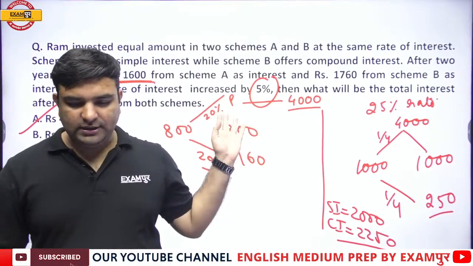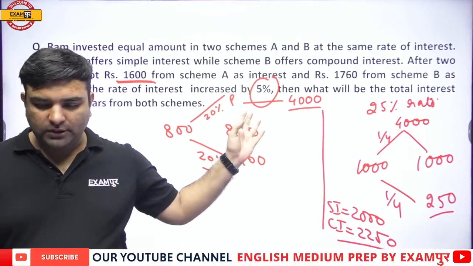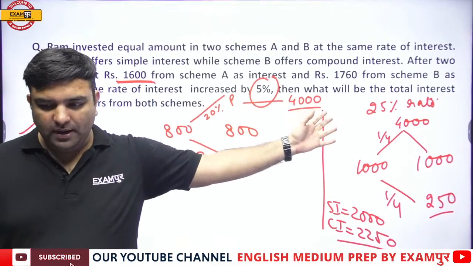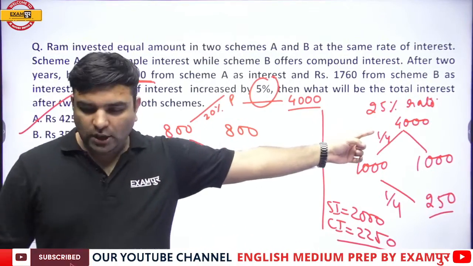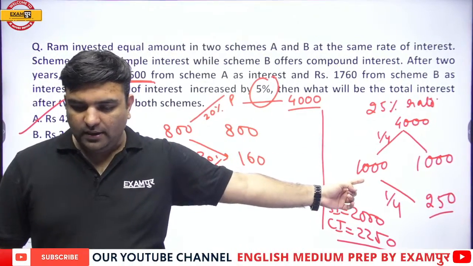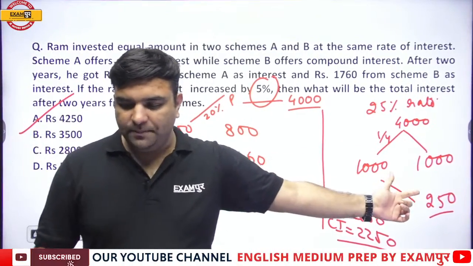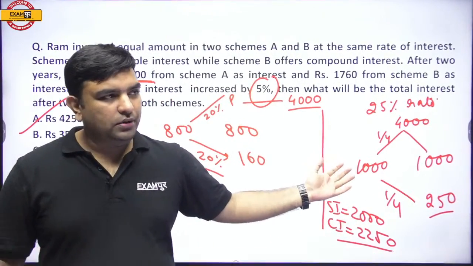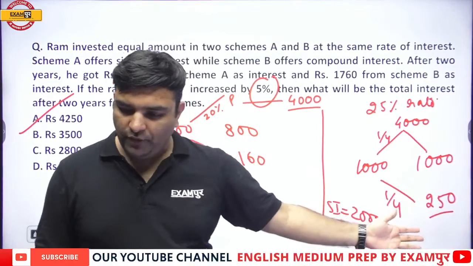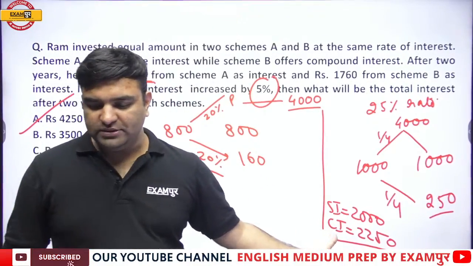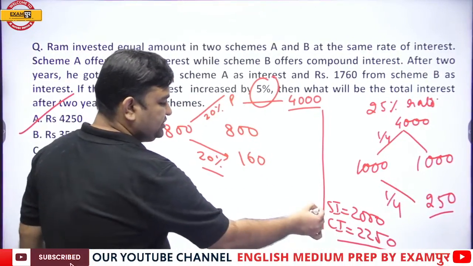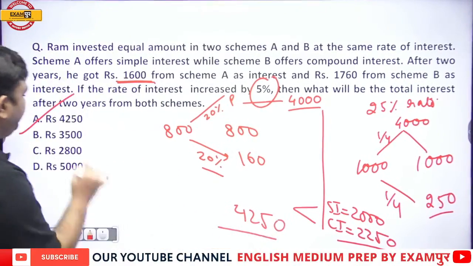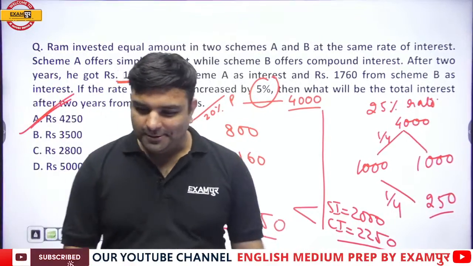Initially, your rate was 20%, so principal 4,000. Then if you increase the rate by 5%, it becomes 25%. So 25% of 4,000 is 1,000. 1,000 every year is the simple interest, so total simple interest is 2,000. And in the compound interest, 1 by 4, that is an extra 250 you will get. So 2250 is the compound interest. Their summation is 4250.